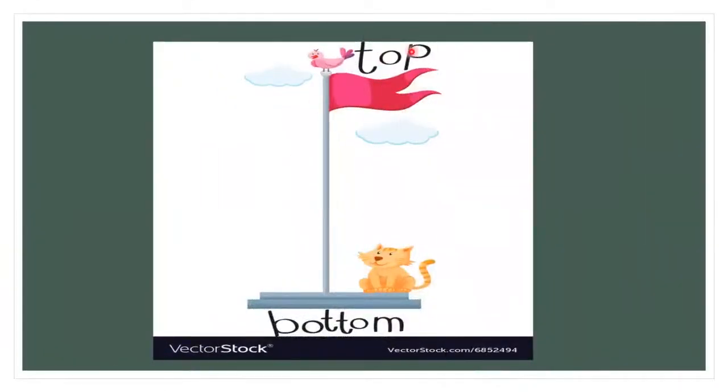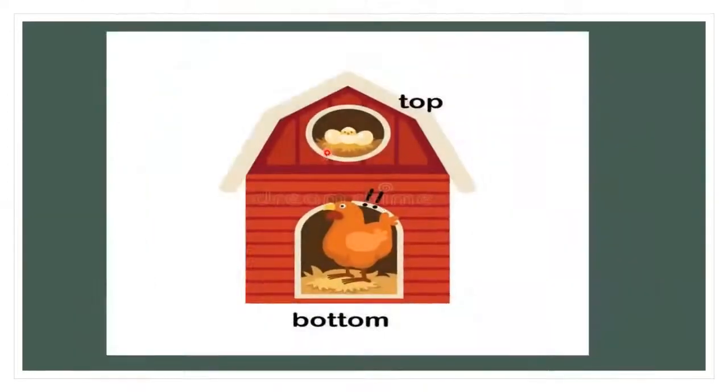See this picture? Can you see this flag? Yes. And see this. This is a hen. Hen is sitting on the top of the flag and cat is sitting at the bottom of the flag. Top, bottom. Now here we can see the chick is sitting on the top of the house and hen is sitting on the bottom of the house.